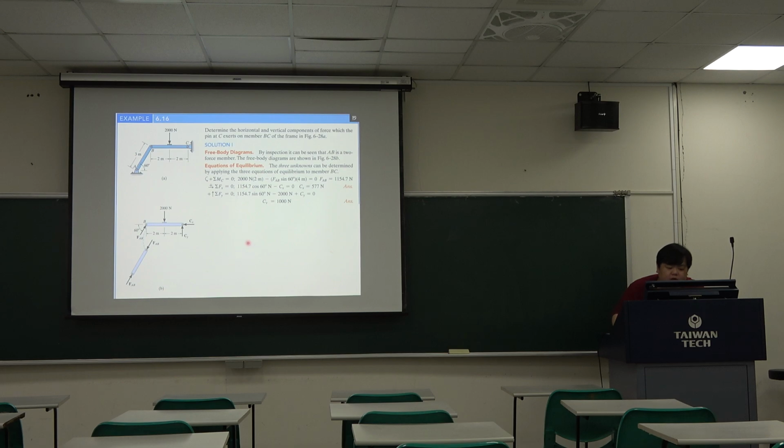Then we have three unknowns that we can determine. Then we do the three equations of equilibrium. Then we focus on BC first. So when we put the moment point at point C, we just use this force and this force to calculate the moment. Then combine these two moments is equal to 0. So we do the summation MC equal to 0.